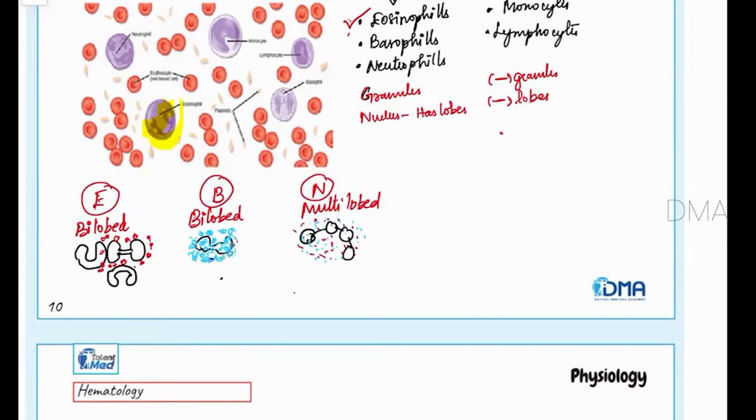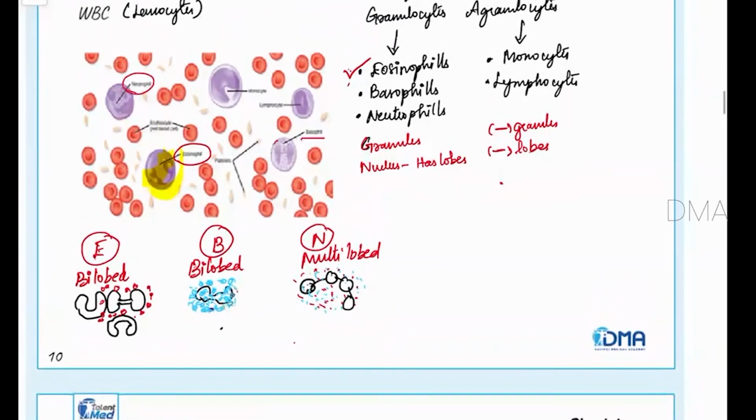So this is how the granulocytes are identified based on the granules. Now look into the picture. You can easily see the eosinophil with its bilobed nucleus, and the basophil also bilobed, but the nucleus is completely covered by the granules. The neutrophil is multilobed, with more than 2 to 3 lobes. So this is how you identify the granulocytes.